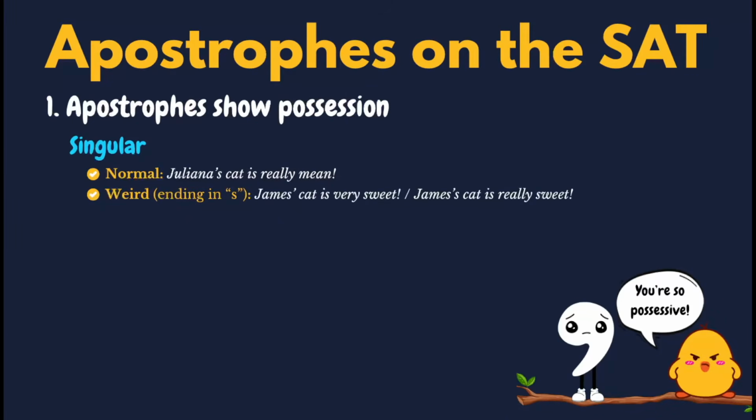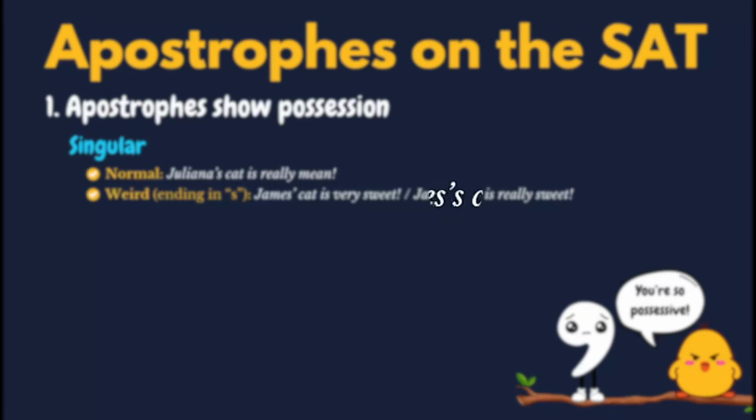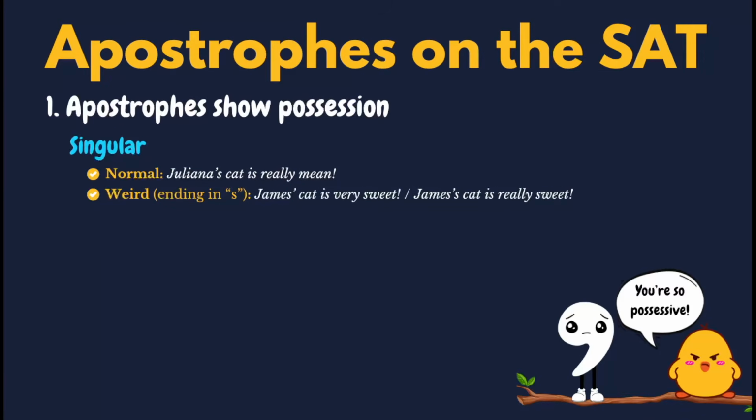But for these weirder ones that are singular, but they actually end in an S, like the name James, it's one person, James, but his name happens to end in an S. In these cases, we have two options. We can either put an apostrophe after the S, or we can put an apostrophe and then an additional S. When we say this out loud, it sounds the same. We would say James's cat is very sweet. So a lot of my students have gotten confused about why we would just have an apostrophe there, but that is certainly an option. So keep that in mind.